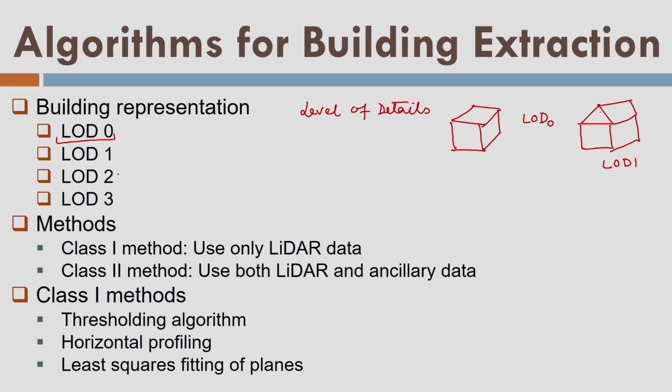What about the LOD2? If I have some architectural details, for example, on top of this LOD1, if I have some architectural details also like this, there is a window here and this window is also represented in the building model, then it is called LOD2, and LOD3 is the LOD2 plus texture information or the color information of the building surface.